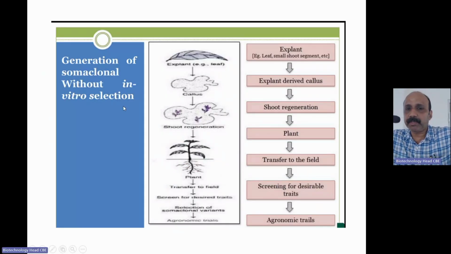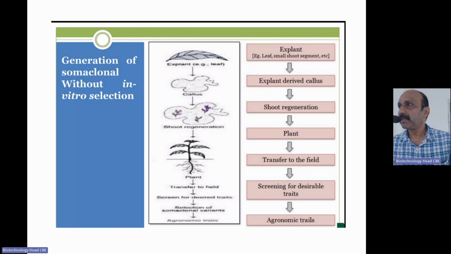Without in vitro selection, you just get an explant-derived callus, and then get shoot regeneration from that callus. You get the plant, transfer it to the field, and screen for the desirable traits or any agronomical traits, right? Like what we see here. There is no induction here. There is not a specific character that is being introduced. Normally, we get the callus, regenerate the plants, put them in the field, and then test for the presence of any of those characters. So this is hit and miss.